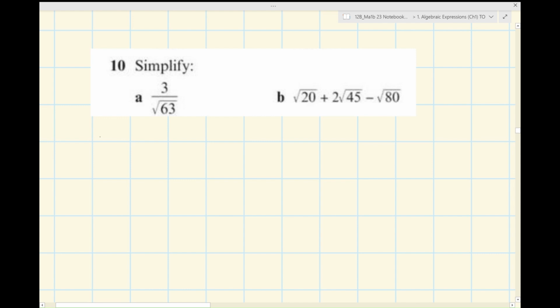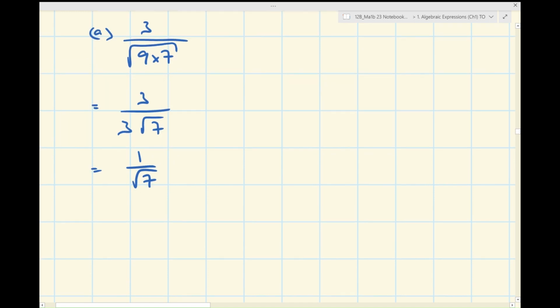Right, so part A, I've got 3 over the square root of 9 times 7. So that's going to be 3 over 3 root 7, which is, cancel the 3's, 1 over root 7. And I suppose it would be a good idea to multiply top and bottom by root 7 to rationalise that denominator, which will give me root 7 over 7.